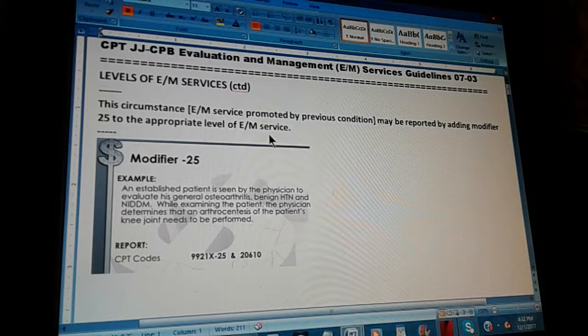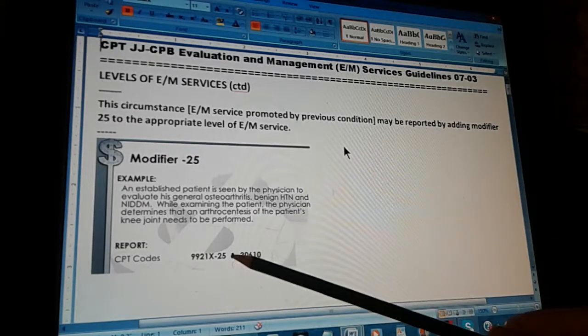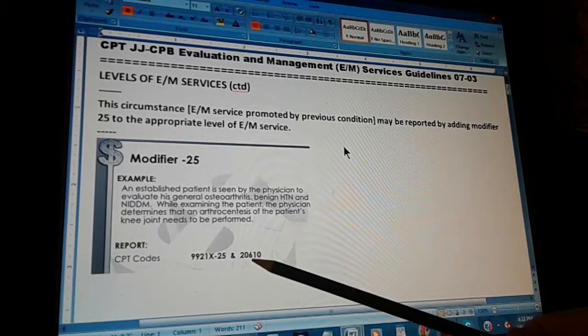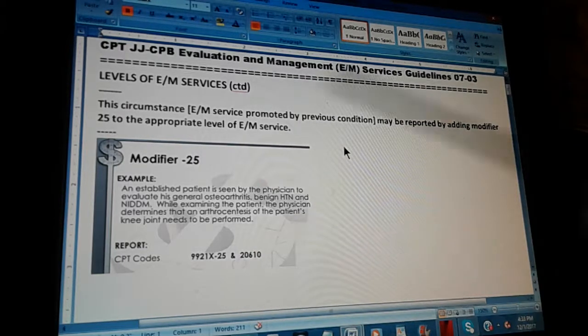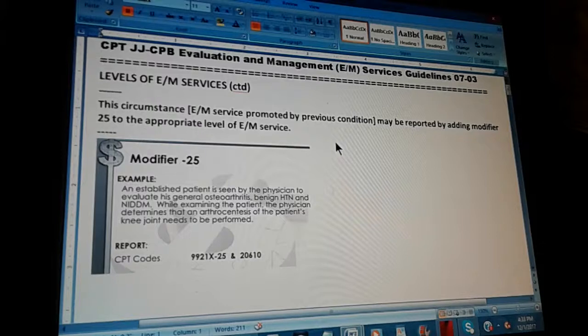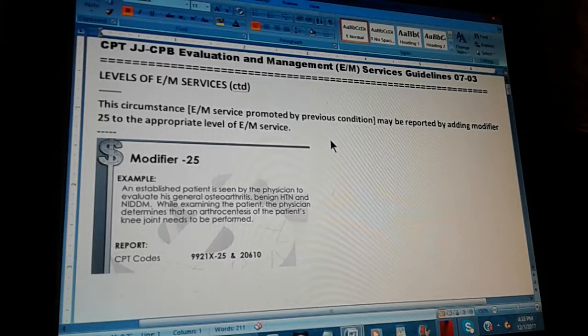So what they're telling you here is that if in an E&M visit the doctor advises a subsequent procedure, then you have to put a 25 modifier there because there's going to be a follow-up, and then you code the procedure. This is the procedure the doctor advised. This is the example, okay? So that's our theory.